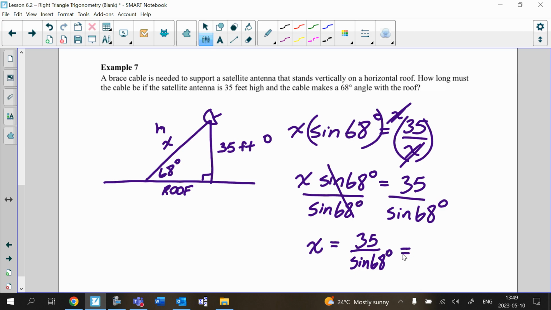It doesn't ask us to round it to anything. If it doesn't ask you to round it, one decimal place is usually safe. 35 divided by sine 68 is going to give you 37.7. And don't forget your units, that's feet. So that's the length of the brace cable.